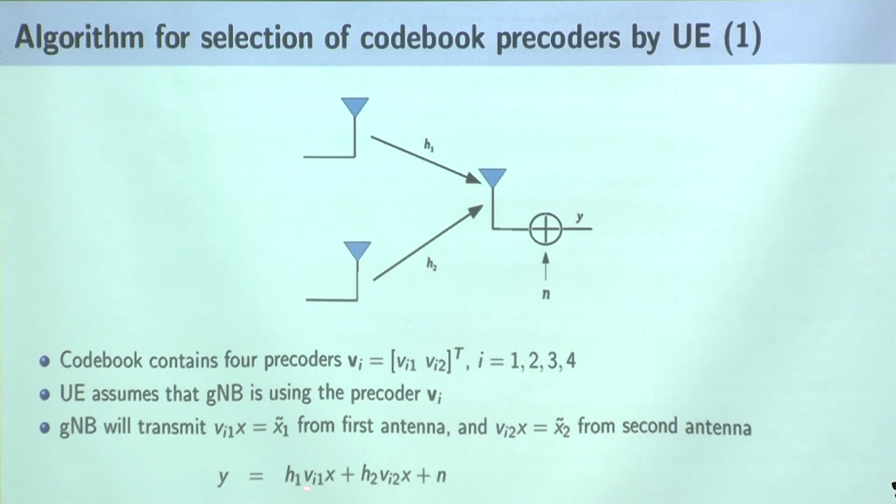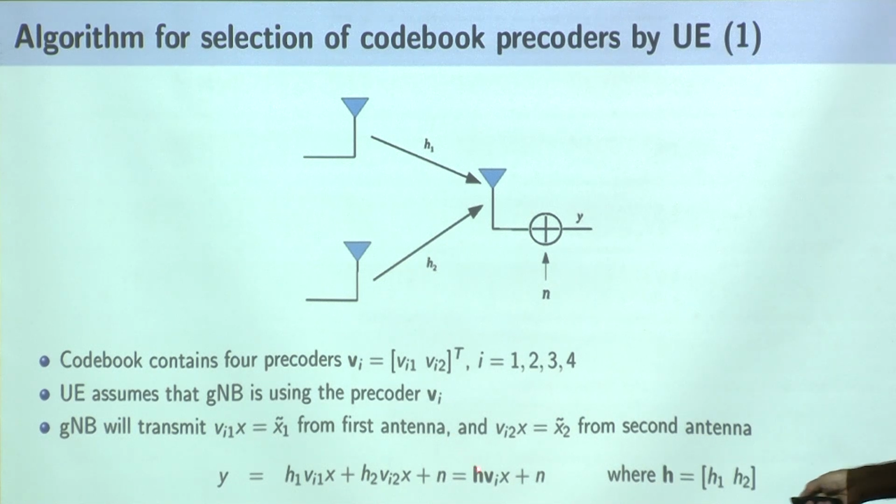So what signal is it going to receive? This is the channel from the first antenna, and this is the channel from the second antenna. The signal gets multiplied by H1, the other by H2, plus N. This is the system model for this 2 cross 1 system. I can write it as H, the channel, times the precoder Vi, times X, plus N. I am defining the channel as a row vector H1, H2, and the precoder is a column vector, so it is an inner multiplication.